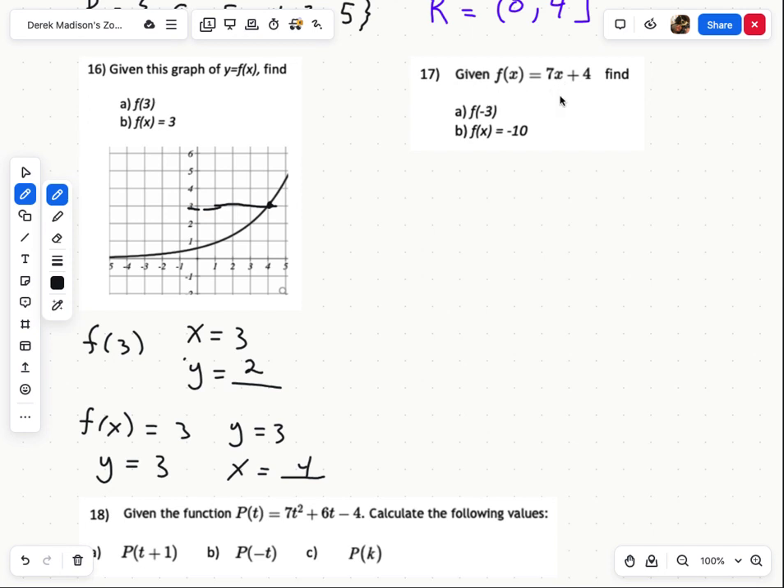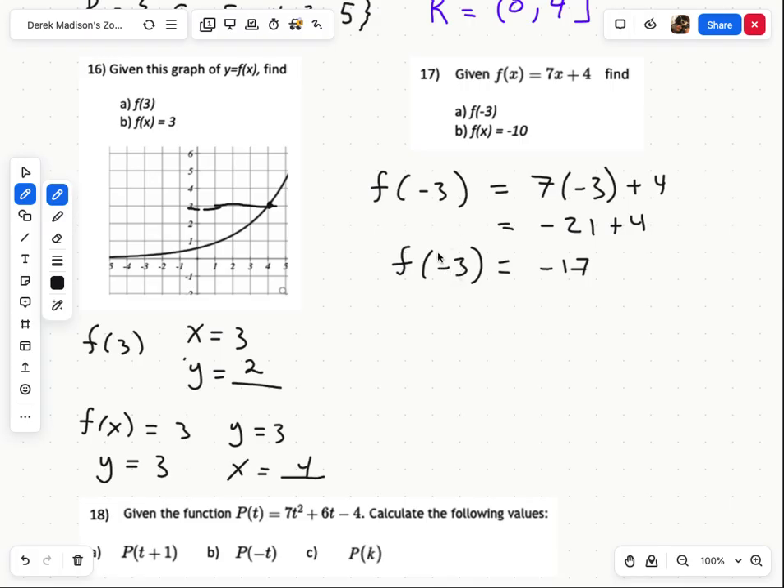So this next one we're given an equation rather than a graph. I'm asked to find f of -3 first. So again, that's our x, and we would substitute that in for x. And that would be -21 plus 4. So -21 plus 4 looks like that would be -17. So when x is -3, we put in -3, we get out -17.